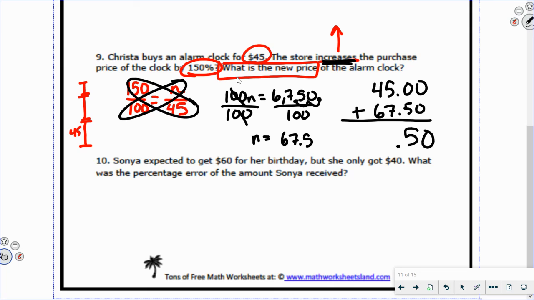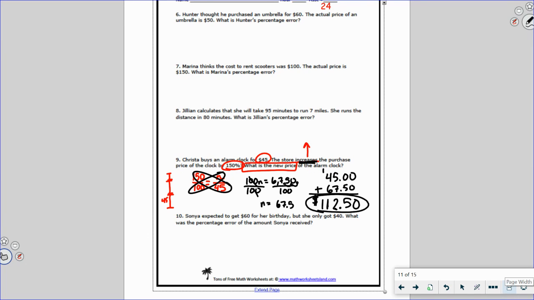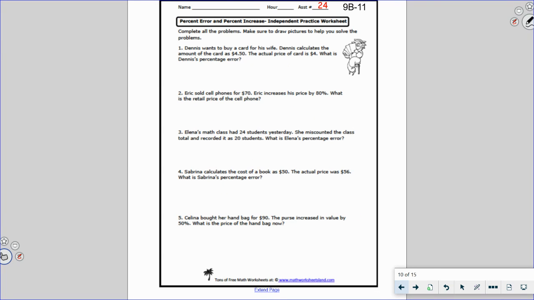So now that we know the increase, let's go ahead and add those together, and we will find that the final cost of that alarm clock is not 45, is not 67, but put those two together. It's $112.50. So I just wanted to do one more example just to show you what a percent increase would look like. And that's what I got, folks.